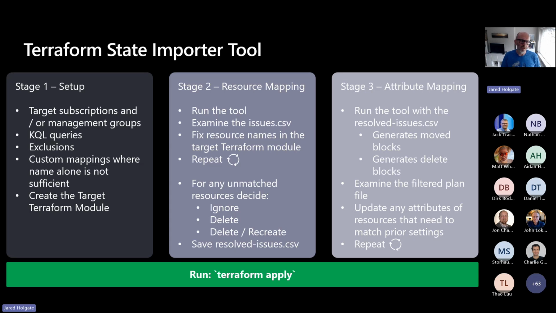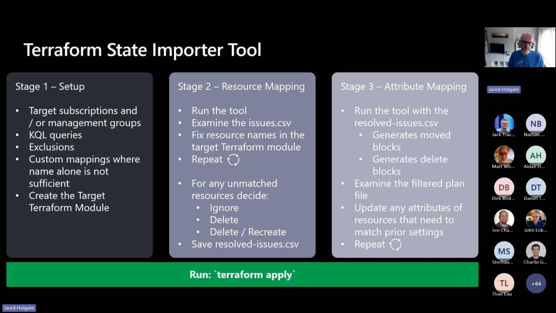And in some cases, the tool tries to map resources based on their name. In some cases, that's not possible. So we provide a mechanism to provide some custom mappings as well, so you can map on other attributes of an object. And then the most important thing is you need to tell it what your target module is. So you'll have on your local file system your module that you're targeting, which is hopefully an AVM module. And you tell it that as well. And based off that information, it can then start the next 2 stages.